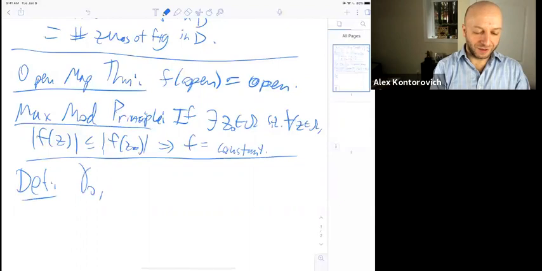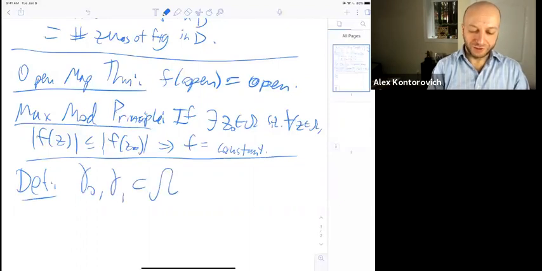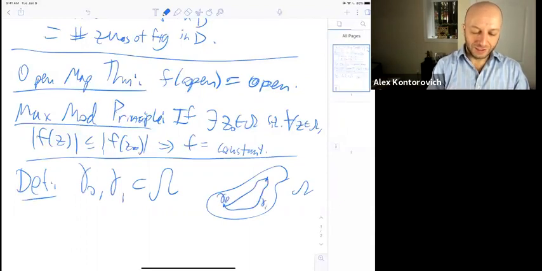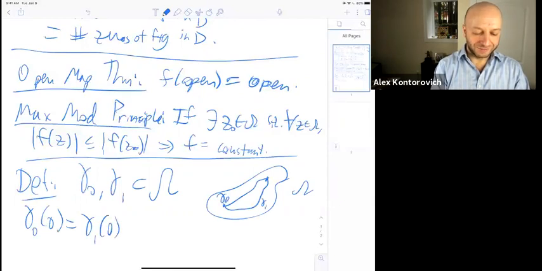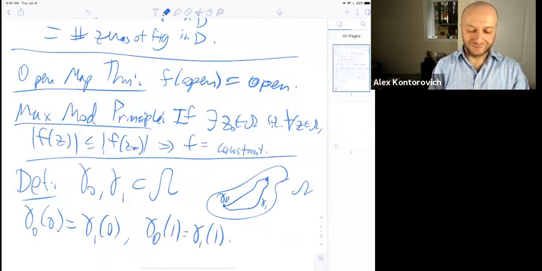If gamma 0 and gamma 1 are two curves in a region, here's a region, here's gamma 0, here's gamma 1, they have the same starting point. Let's say they're both maps from 0 to 1. So they start at the same place and they end at the same place. Let's call this alpha and this beta.